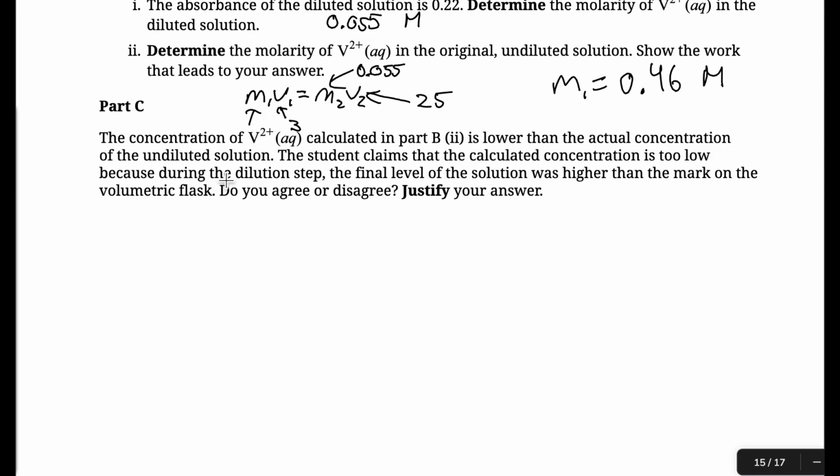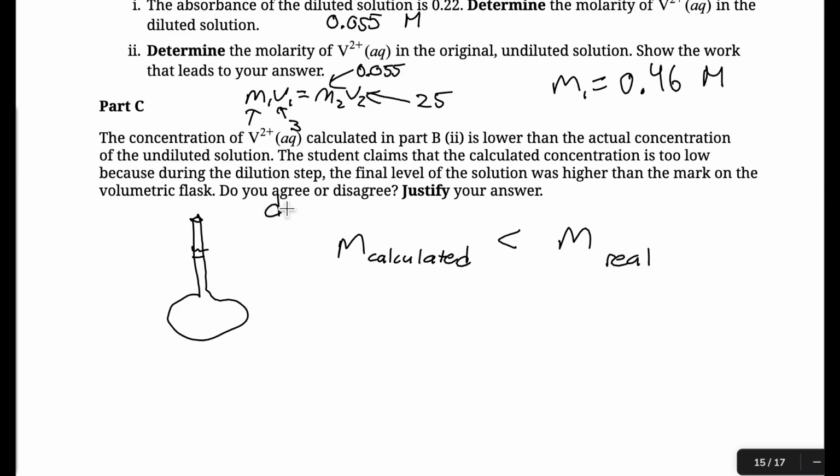So all this is saying is that when we diluted it, this is a volumetric flask. It looks something like this. It has a line here. When you diluted it, the water actually went up to here. So what happens is we're going to have here a concentration that's actually lower than what we think it is for our diluted. So our diluted molarity is going to be a little bit lower than the real. So our M calculated is going to be less than M real for our diluted, because it's more diluted than we actually think it is.